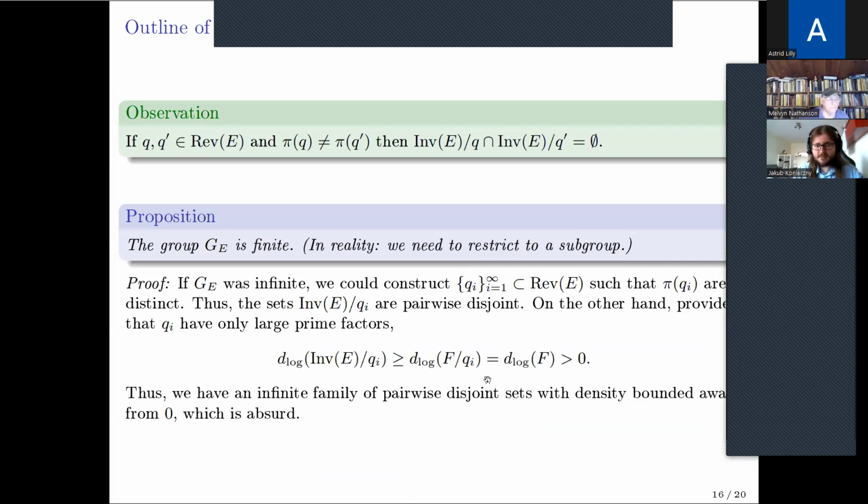The next step is to show that the group G is finite. I'm going to slightly cheat here, but the basic idea is again to notice that if it was infinite, we could construct an infinite sequence Qi with all different images. Now, if those images are distinct, then it's not hard to see that inf E over Qi's have to be pairwise disjoint. But this means that F divided by Qi have to be pairwise disjoint. But all of those sets have density that's the same as F. So we would have an infinite number of sets with density bounded away from 0, which would contradict the fact that density is additive.